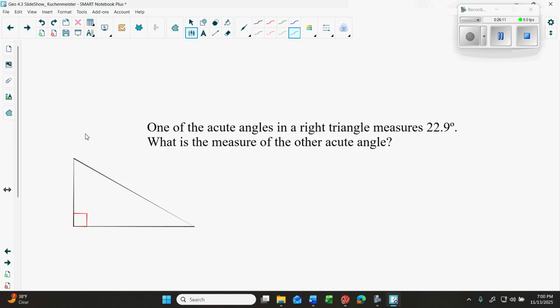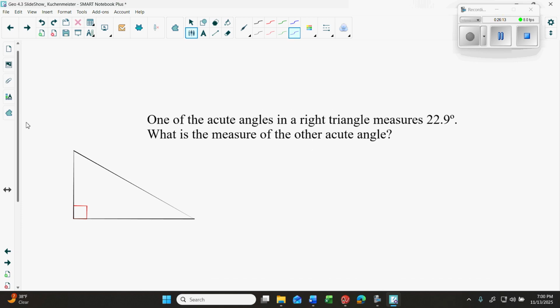One of the acute angles in a right triangle measures 22.9 degrees. What is the measure of the other acute angle? Well, you have two choices. We could do the triangle sum theorem. We'll call this x. One way we could do this is x plus 22.9 plus 90 equals 180. This is the regular theorem way.